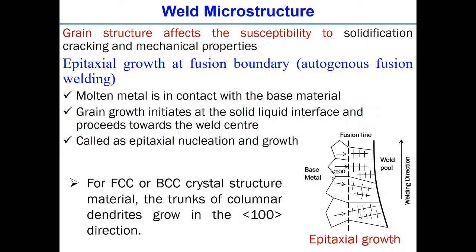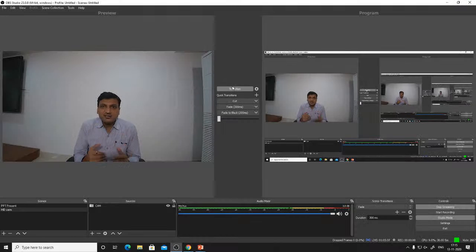The 100 direction simply indicates, if you understand the unit cell of a crystal structure, one particular axis direction. But in other cases it can be a body diagonal or maybe a face diagonal, depending upon the type of material and its crystal structure. But epitaxial growth for FCC and BCC normally happens along the 100 direction. So I have tried to cover the solidification part in short, but if you follow the lecture as well as the notes I have shared, I hope you will be able to understand this solidification process.